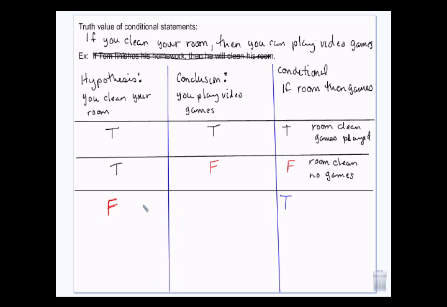Because the assumption is he didn't clean his room, so he didn't get to play video games. We don't actually care if he did or not. Once this part is false, this part doesn't matter, because the assumption is the condition didn't happen, so the conclusion doesn't happen. So no matter what happens here, once we have a false hypothesis, the conclusion doesn't matter. The assumption is the statement was true.